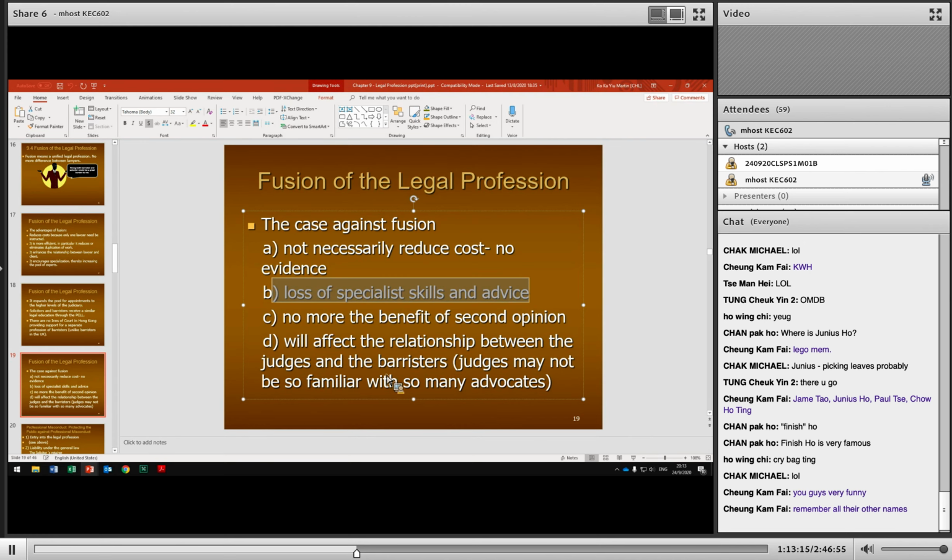Also, it will affect the relationship between the judges and the barristers. Because if there are so many lawyers who will do court work, the judge may not be able to memorize the names of those lawyers. Okay? Now the number of barristers is very small. So the judge can memorize all of them. The judge can assess their performance. And also it will affect the reputation. But if the number is so big, how can the judge assess the performance?